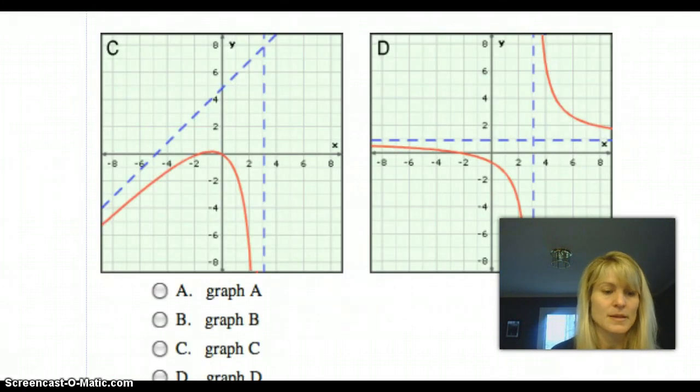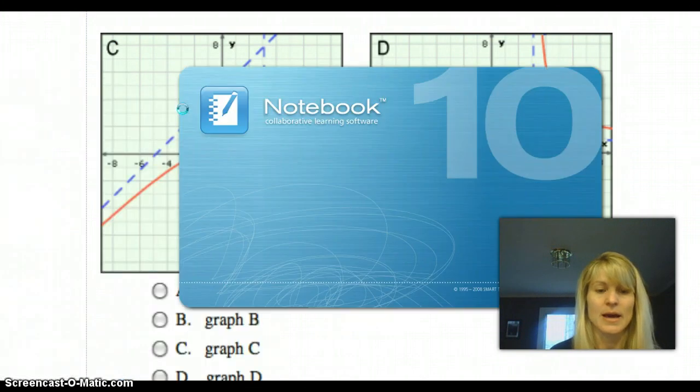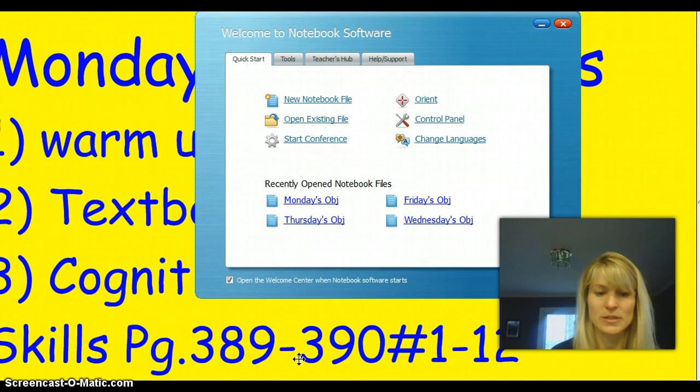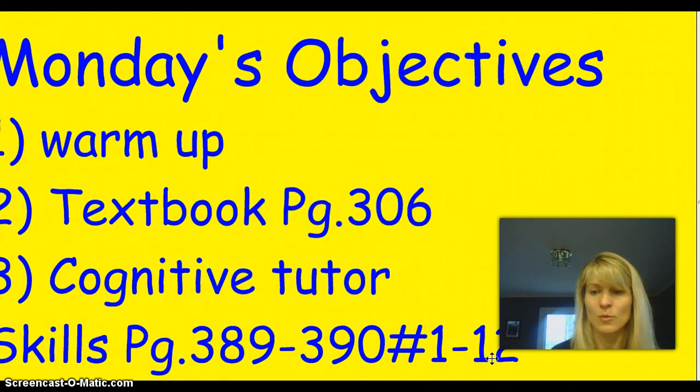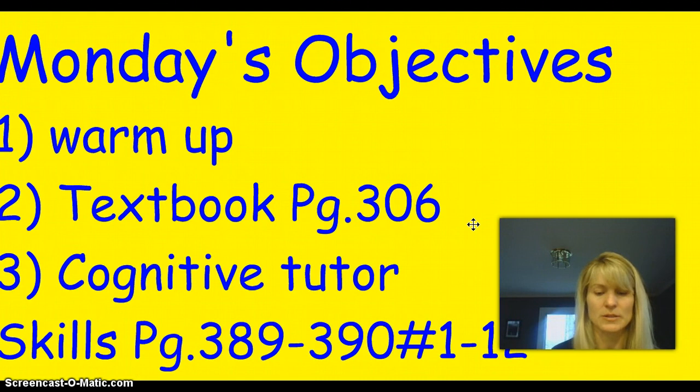So I want you to understand what the word asymptote means. And then your homework tonight is going to be page 389 to 390, and you're going to do numbers 1 through 12 for tonight. And then we'll talk about cognitive tutor. But anyway, I want you to come into class with a knowledge of what an asymptote is. Make sure you make a note that you understand asymptote is a curved line that never crosses the x-axis. And we'll be starting off with that in class tomorrow.